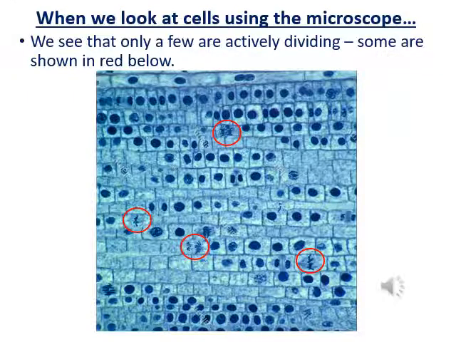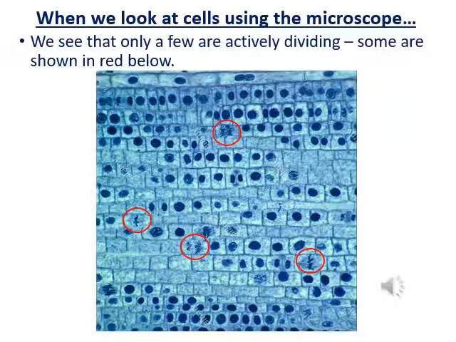So you will have looked at some cells down the microscope before when you've been in school. And when we look at cells using the microscope, because cell division is constantly happening for growth and repair, it's happening right now in our bodies, if we took some of your cells and looked at them down a microscope, we'll be able to see some that are actively dividing. And I've circled the ones that are actively dividing in red.